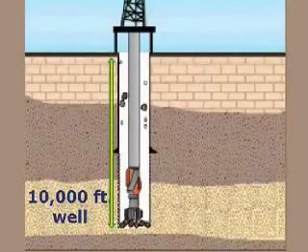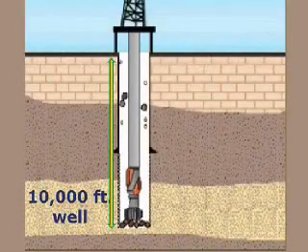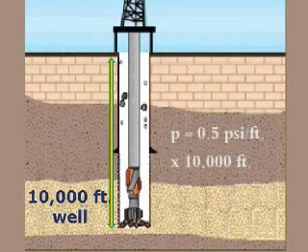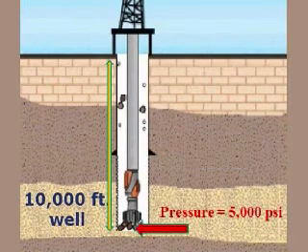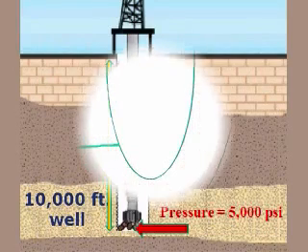So using our formula, we can answer the question, what is the pressure at the bottom of a 10,000-foot well going to be? Well, it is P equals 0.5 psi per foot times 10,000 feet, which gives us 5,000 psi.